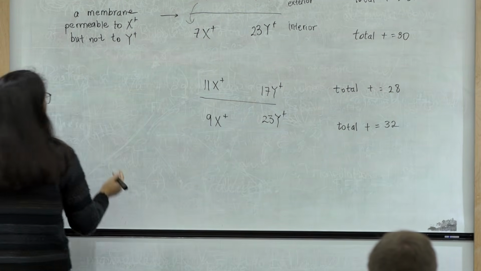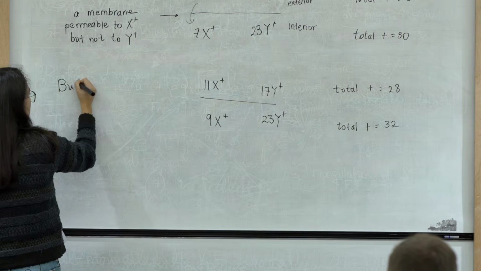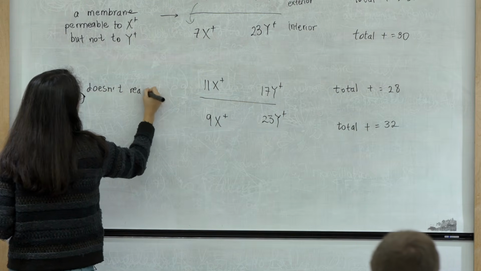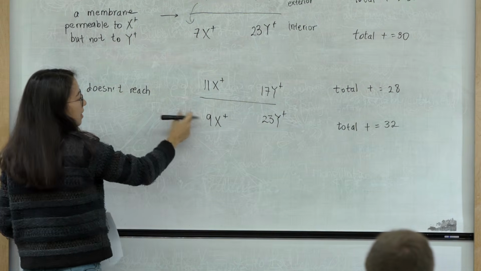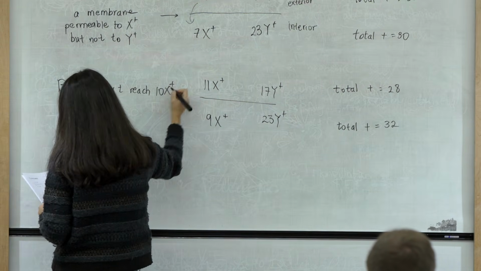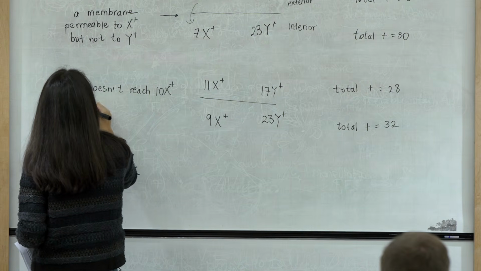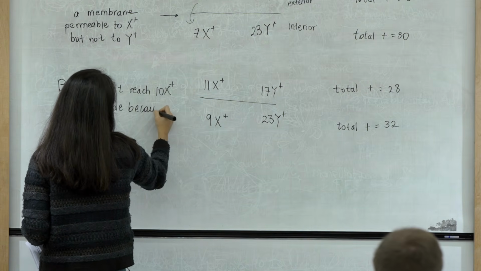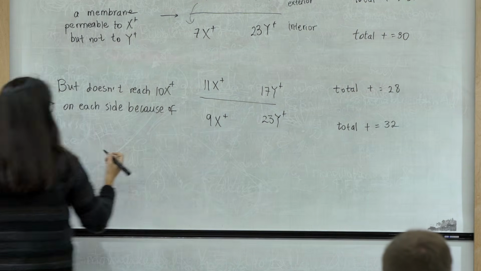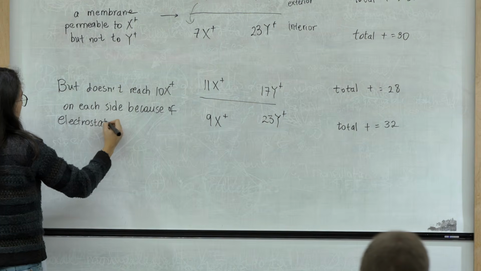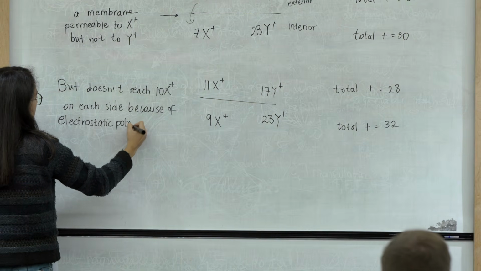OK, so here I want to note that this is not going to keep going to 10, basically, due to diffusion on each side, because of electrostatic potential pushing back.